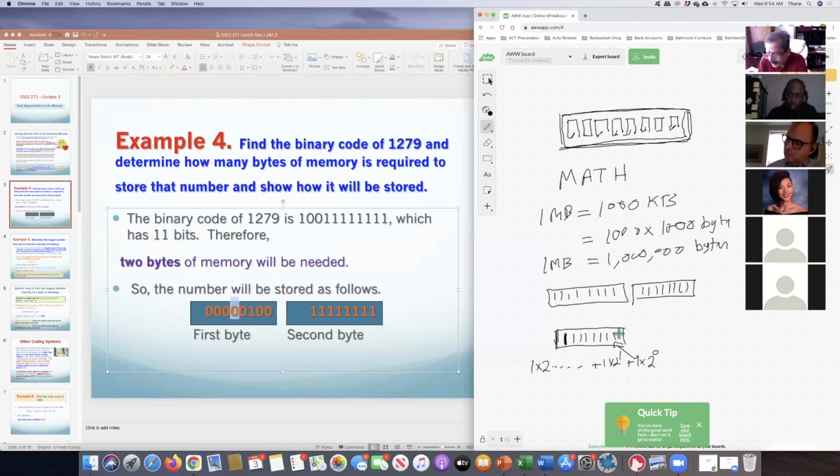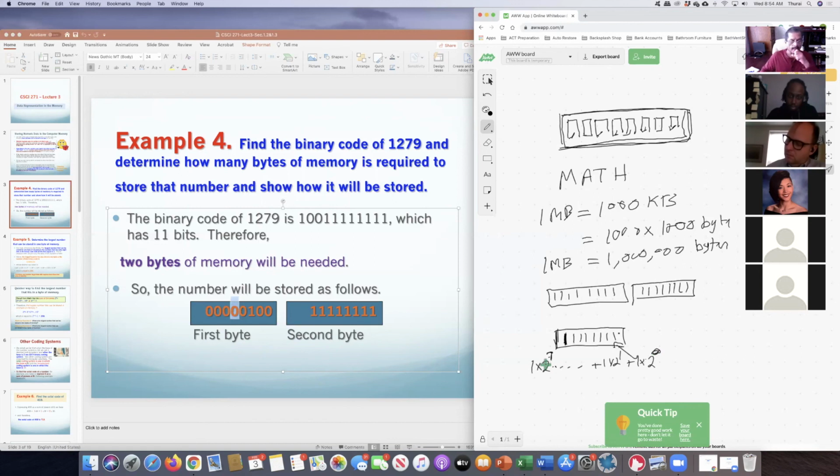2 to the power what again? 7. Yeah, it goes all the way to 2 to the power of 7. Right, 7. There are 8 bits here, so because we are starting at 2 to the 0, it'll end up at 2 to the 7, right?